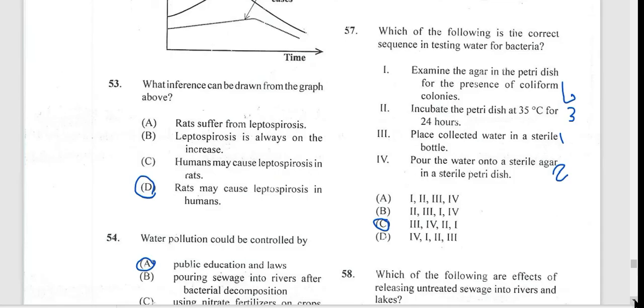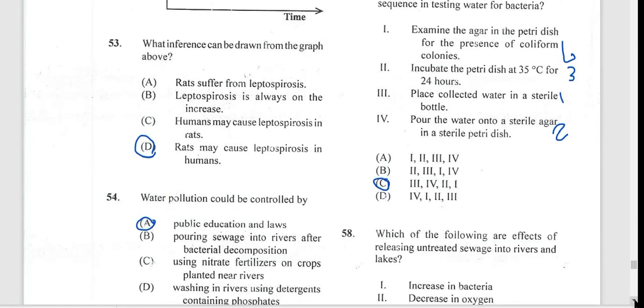57. Which of the following is the correct sequence in testing water for bacteria? We chose C, which is going to be: place collected water in a sterilized bottle, pour water onto sterile agar in a sterile petri dish, incubate it, that's heat it, at about 35 degrees Celsius for 24 hours. Don't want it to go over 35 degrees Celsius. And then you are going to be examining the agar in the petri dish for the presence of coliform. Alright, so your answer for 57 is going to be C.